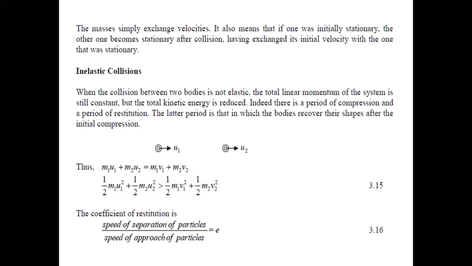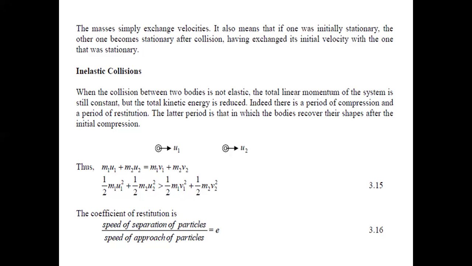Take a look at two bodies, M1 and M2, even though not indicated in the diagram. The one on the left is M1. M1 has initial velocity U1, and M2 has initial velocity U2. Thus, M1 U1 plus M2 U2 will be equal to M1 V1 plus M2 V2. This is the only law of conservation that applies in this case because the collision is inelastic.